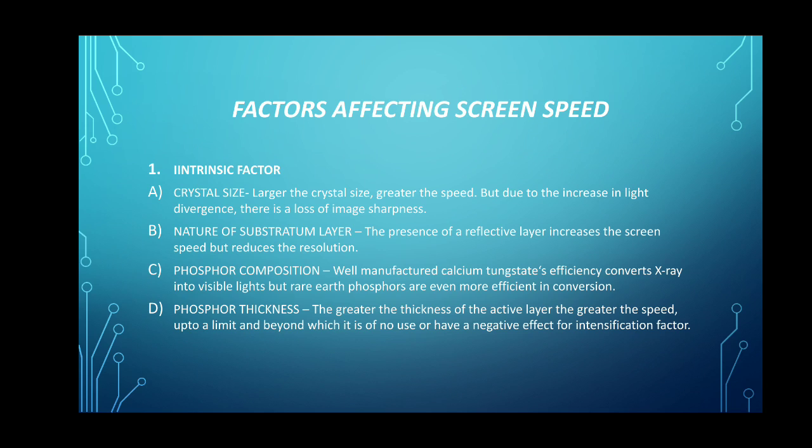Factors affecting screen speed. Intrinsic factors. Number 1, crystal size. The larger the crystal size, the greater the speed, but due to the increase in light divergence, there is a loss of image sharpness. Number 2, nature of substratum layer. The presence of a reflective layer increases the screen speed but reduces the resolution. Number 3, phosphor composition. Well manufactured calcium tungstate efficiently converts X-rays into visible light, but rare earth phosphors are even more efficient.